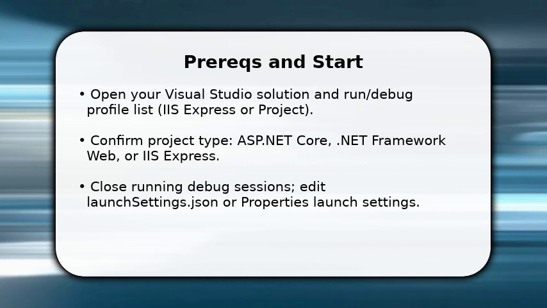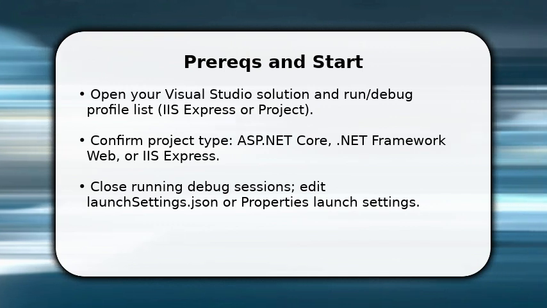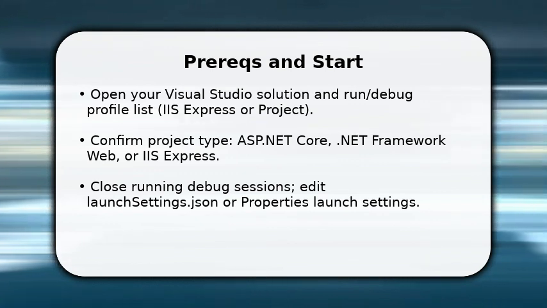Once done, locate the IIS Express profile or application URL entry in launch settings. JSON. Make sure to save a copy of the original values. This prevents accidental conflicts and helps you revert quickly if the new port collides.